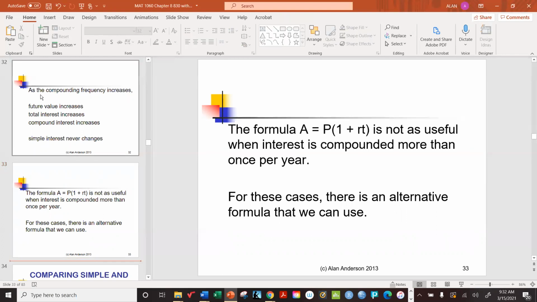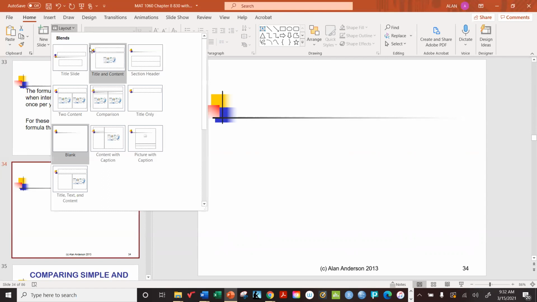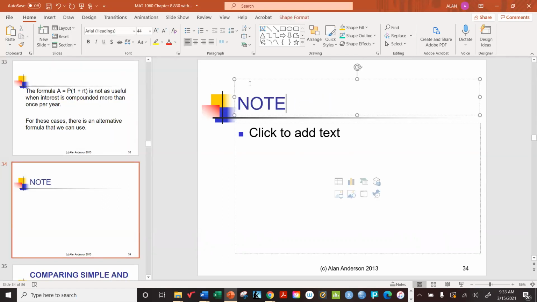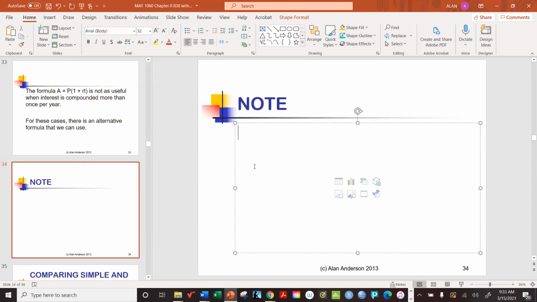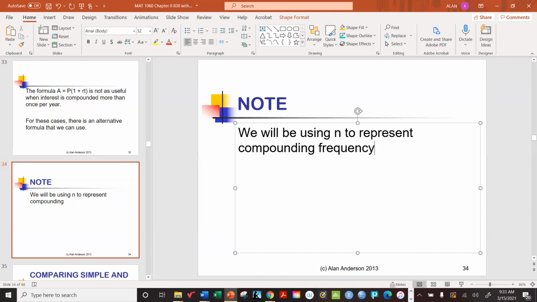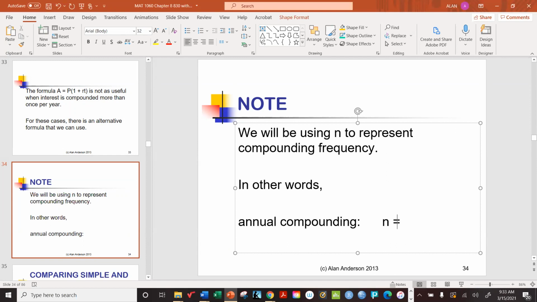Let me just note that right here. Note, we will be using N to represent what we call compounding frequency. In other words, for annual compounding, N equals 1. For semi-annual compounding, N equals 2. And that means once per year. This second one means twice per year.